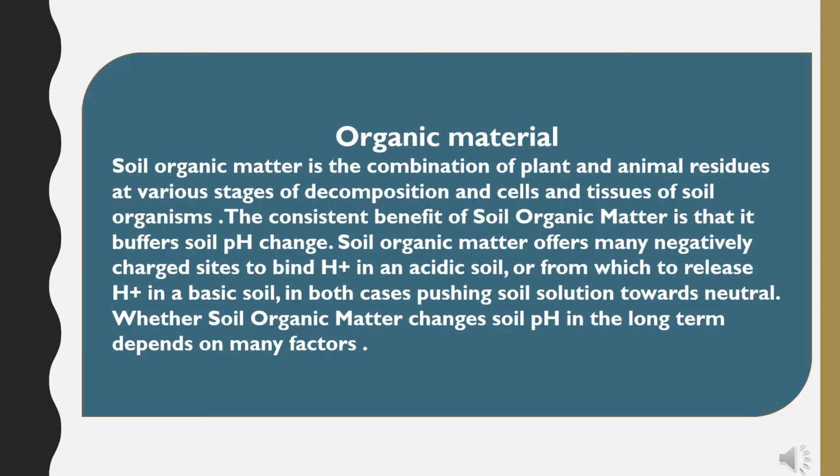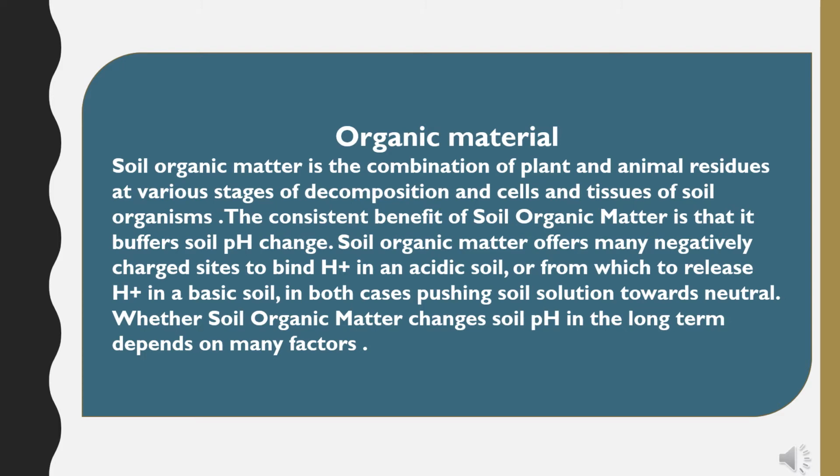Now we will study about soil organic material. Soil organic matter is the combination of plant and animal residues at various stages of decomposition and cells and tissues of soil organisms. The consistent benefit of soil organic matter is that it buffers soil pH change. Soil organic matter offers many negatively charged sites to bind hydrogen ions in acidic soils or from which to release hydrogen ions in a basic soil, in both cases pushing soil solution towards neutral.